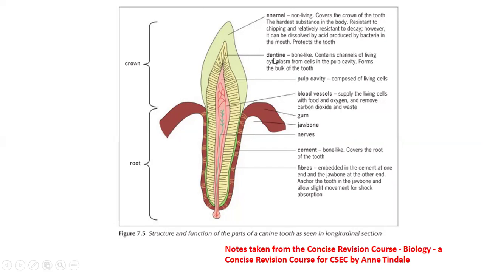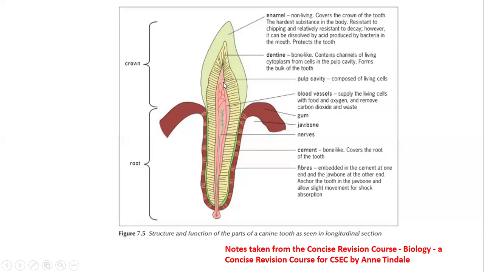Now the middle structure is the dentine, which is bone-like. So remember I said enamel is the hardest substance. I mean it's harder than bone. So the dentine is actually bone-like, containing channels of living cytoplasm from cells in the pulp cavity, from the bulk of the tooth.